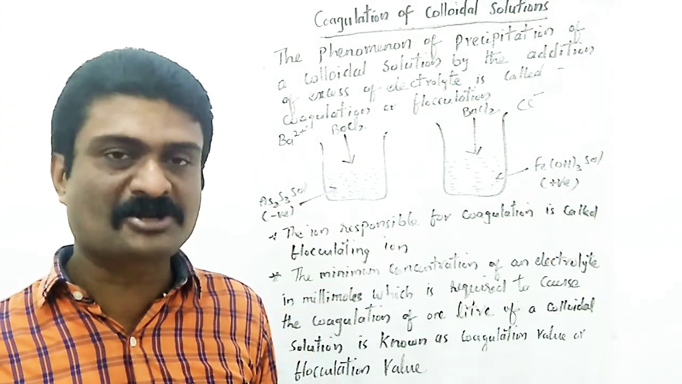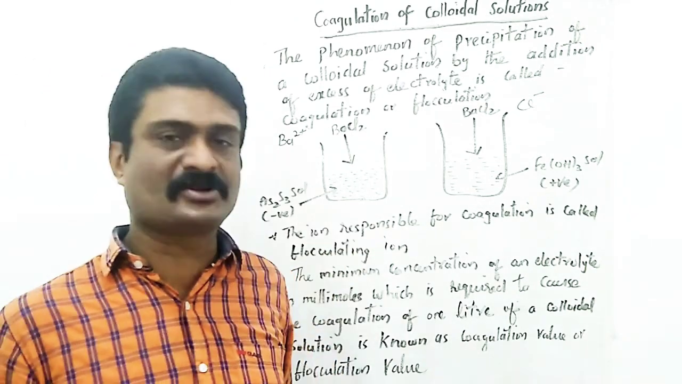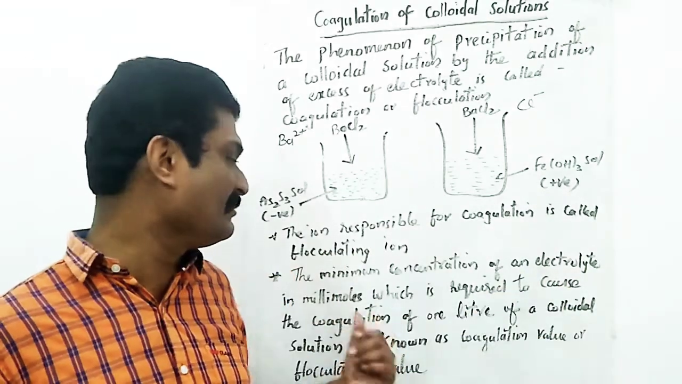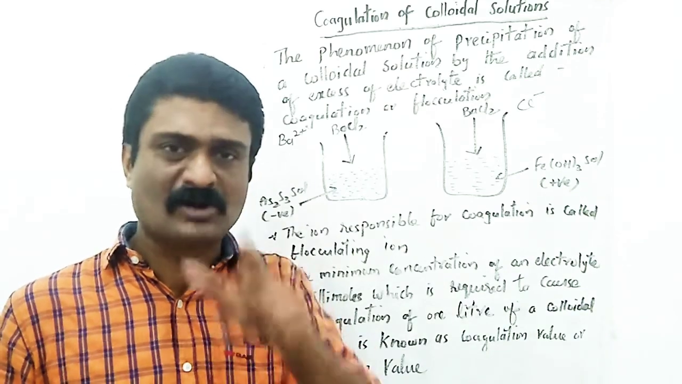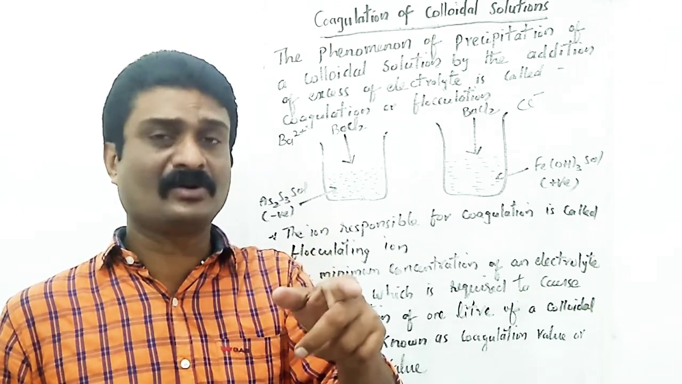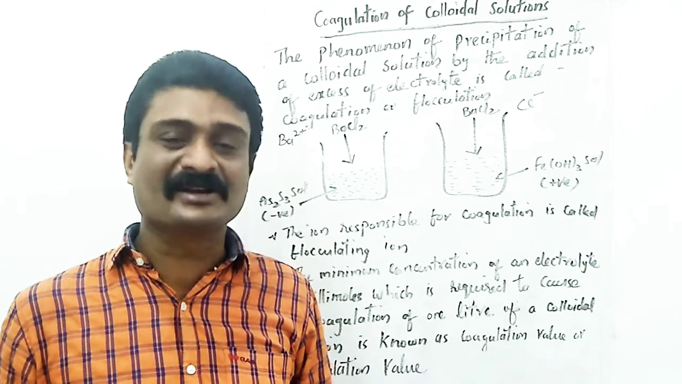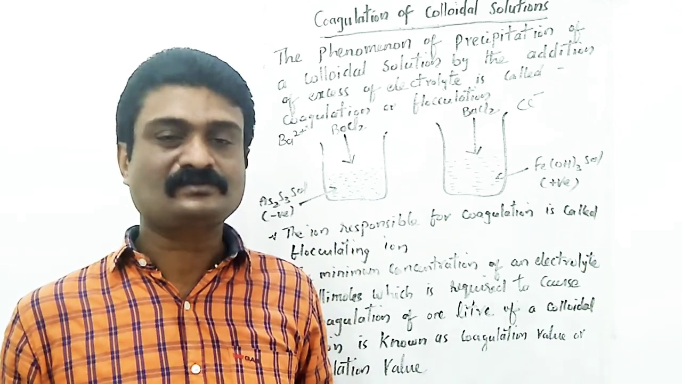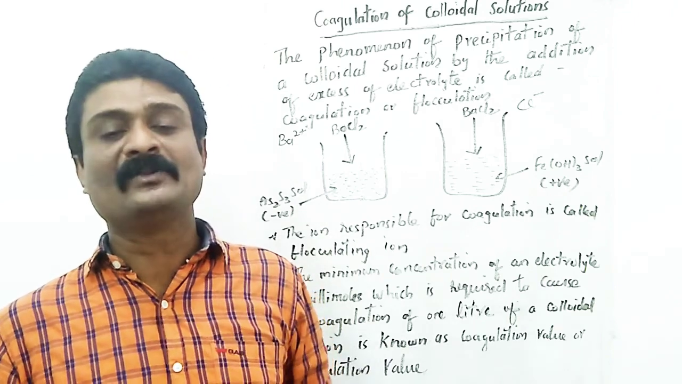What is the coagulation value or flocculation value of an electrolyte? The minimum concentration of an electrolyte in millimoles which is required for coagulation or precipitation of 1 liter of a colloidal solution is called the coagulating value or flocculating value.